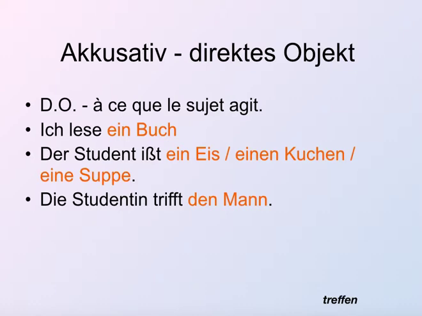Die Studentin trifft den Mann. The female student meets the man. Whom is she meeting? The man. That's our direct object, and it's therefore in the accusative case. So you remember you had to change der Mann to den Mann, and I'm sure you also noticed that Kuchen is masculine, so it's einen Kuchen, a cake, und den Mann, the man, the same en ending to indicate the masculine accusative. And here the verb for to meet is actually treffen.